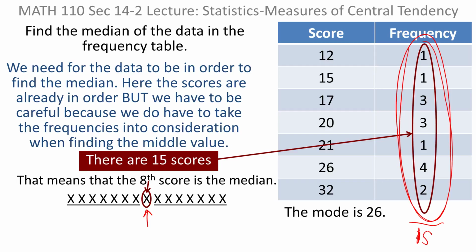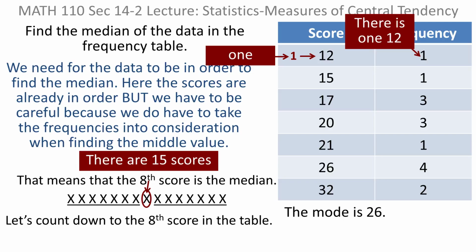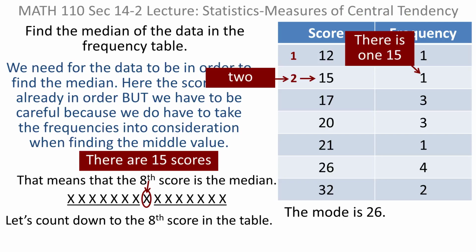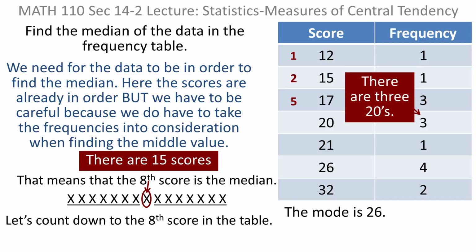If you have 15 data points, the 8th data point is the middle. So we have to get to the 8th one. How do you do that? I would suggest just starting at the top. There's 12, so your count is 1. There's 15, so now you're up to one more, it makes 2. But there are 3 17s, so you've got to count 3 of those, so that would be 3, 4, 5. You've got to count 3 of them. Then you move to the 20s, there's 3 of those, so you get 6, 7, 8. And bingo, you've hit the 8th one now.